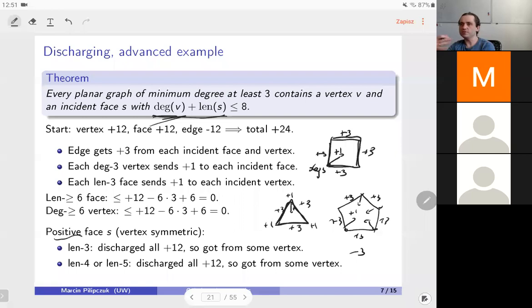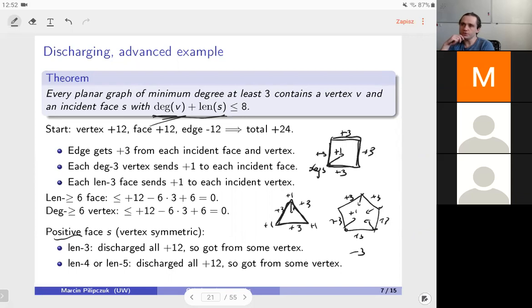You just replace all the faces with vertices and vertices with faces, and the argument is completely symmetric, so I won't repeat it. Okay, so that was a double charging argument where we're sending things around and proving that the structure was the same. We put some charge, we moved it around, and we looked at an object that has positive charge and said that this object and maybe the neighborhood of this object is exactly what we wanted in the thesis of the statement.